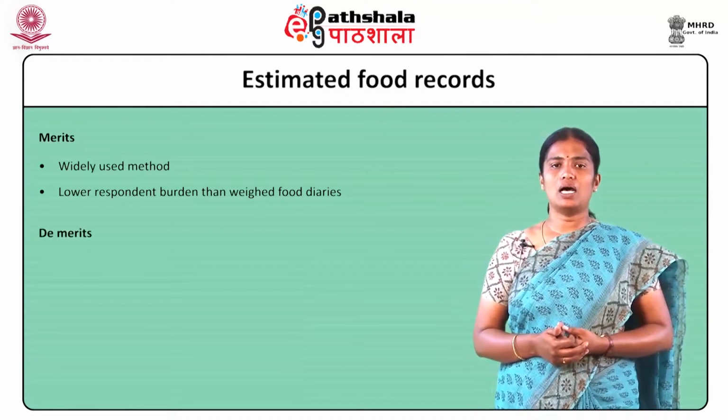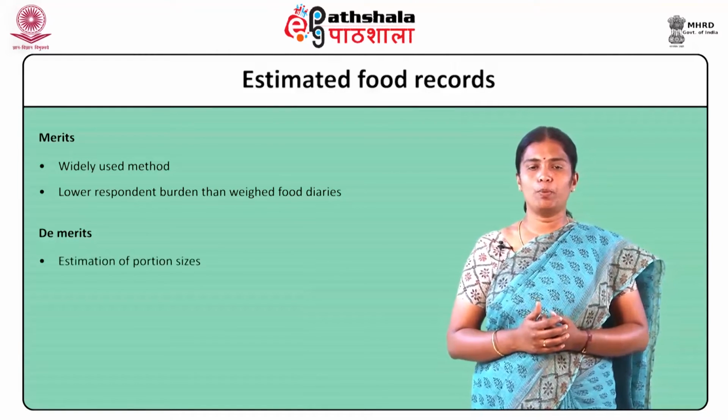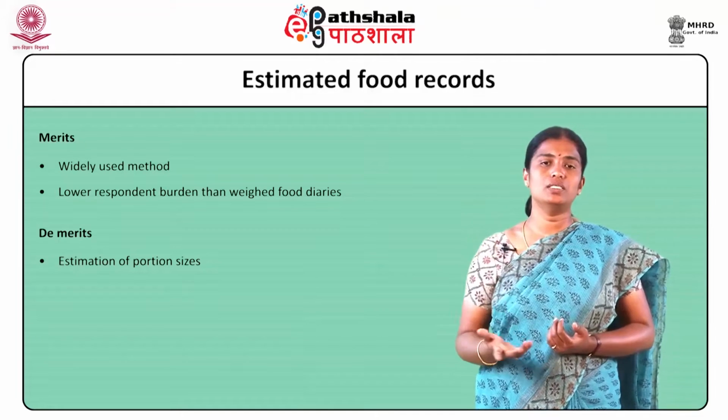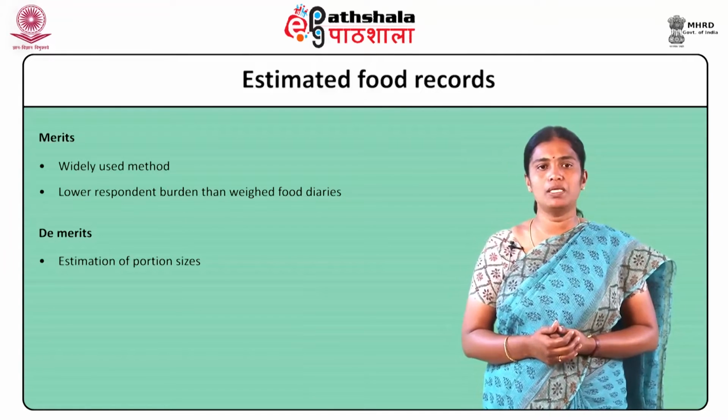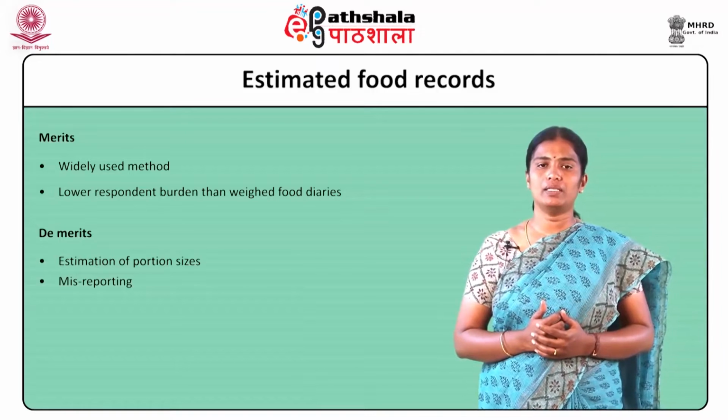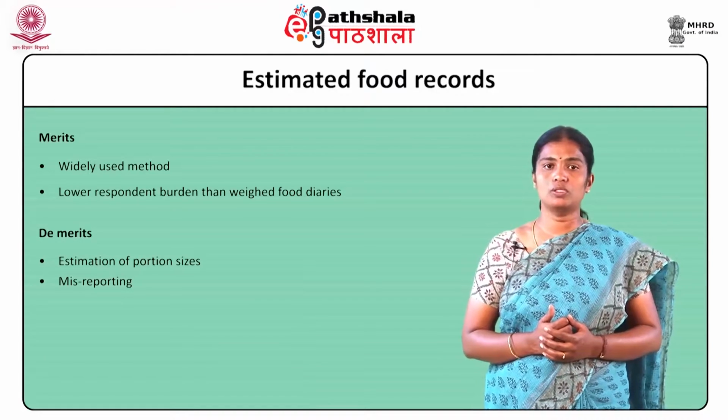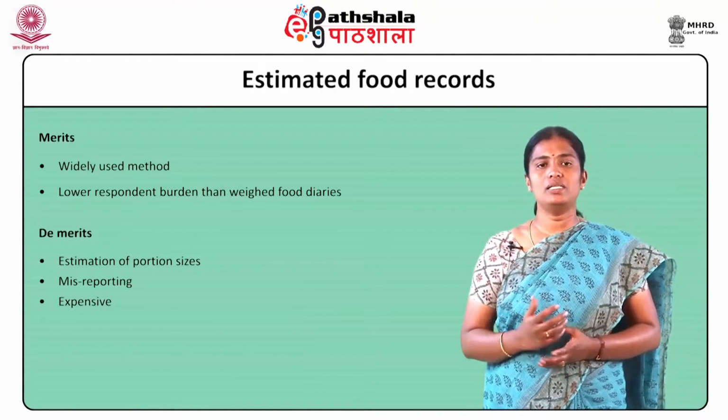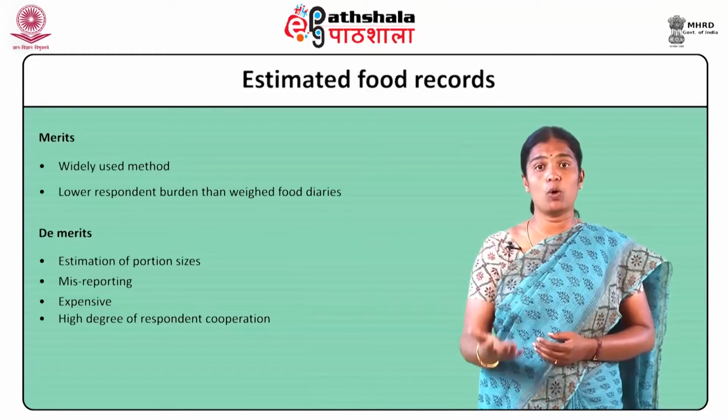The demerits are that it is difficult to estimate the portion sizes when a community is very large. There are possibilities of misreporting by the respondent, and this method is also expensive and needs a high degree of respondent cooperation. Let us now move on to the next method, diet history.